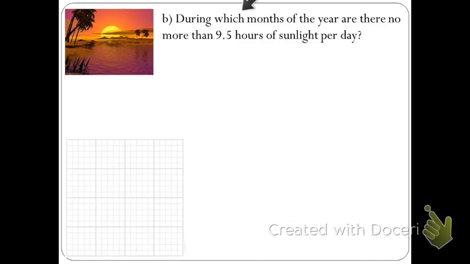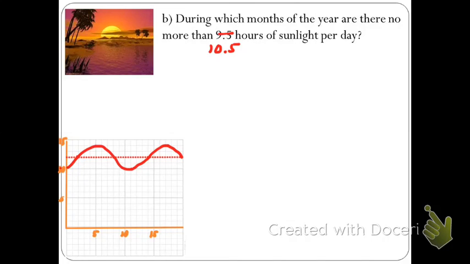Let's figure out during which months of the year there are no more than 9.5 hours of sunlight per day. All right, we're going to change that to 10.5 actually. And simply all we're going to do is find all the places where this graph intersects the line of y equals 10.5. We'll go ahead and graph that. And then we'll just figure out which months that corresponds with. Now it looks like we're going to have 3 locations here that we're going to try to find. The fourth one kind of looks like it's out of the way.